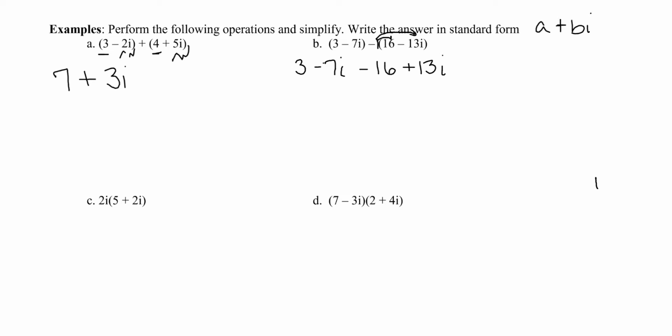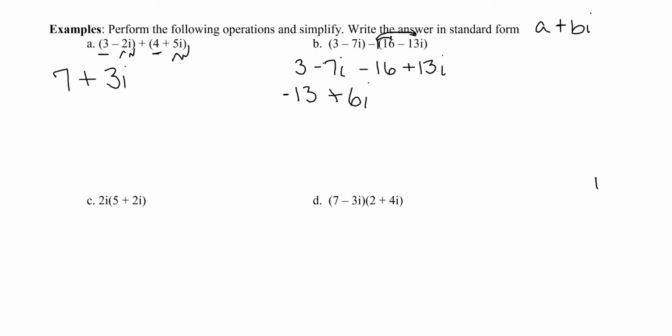And then we're simply going to combine like terms like we did before. So 3 minus 16 will give me a -13. And -7i plus 13i will give me a +6i. And because they're not like terms, we can't do any more. We're done.